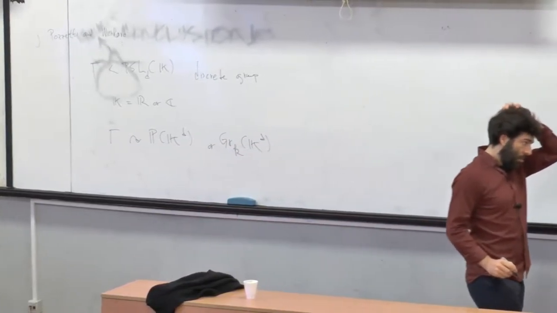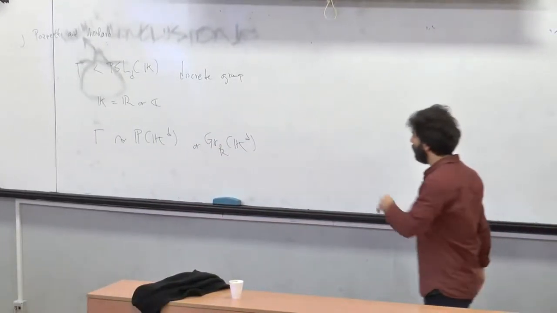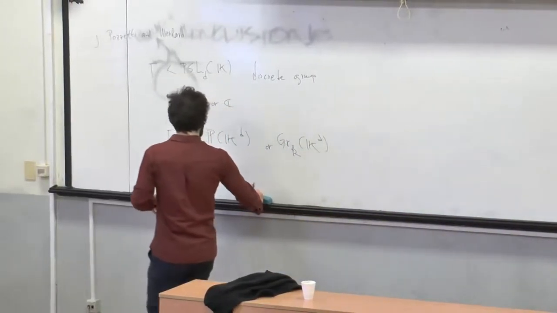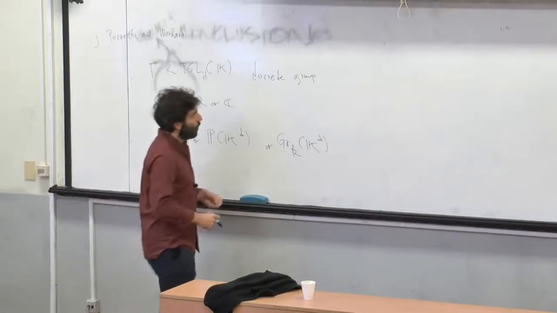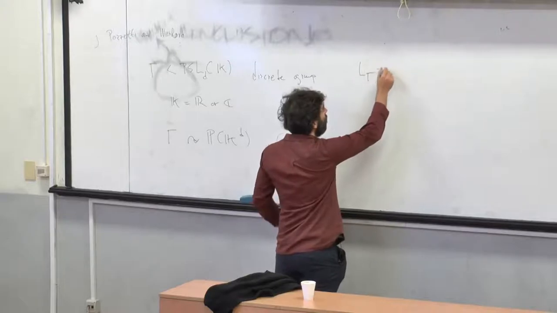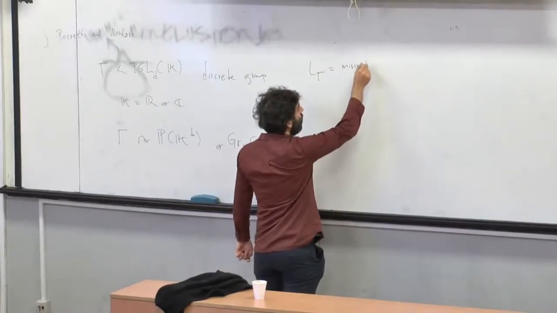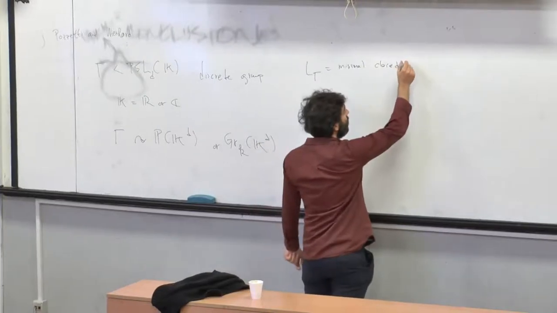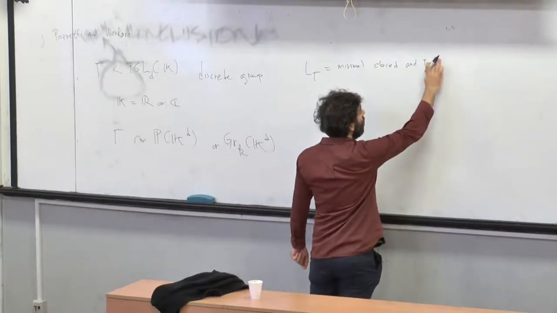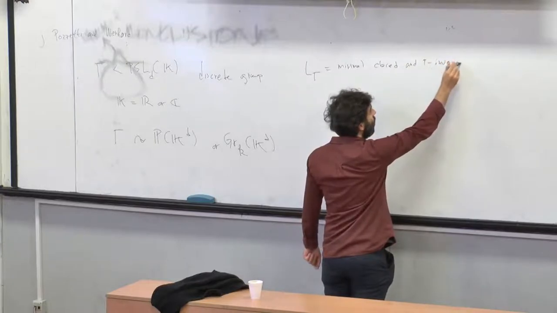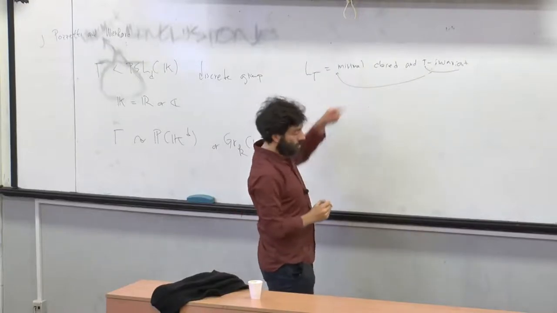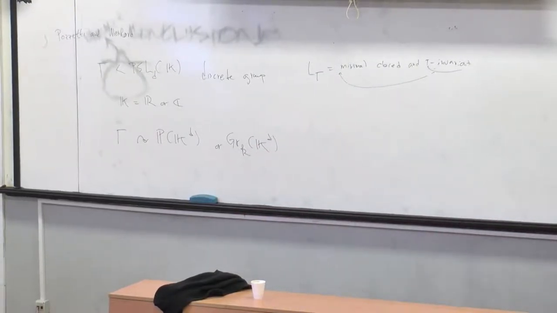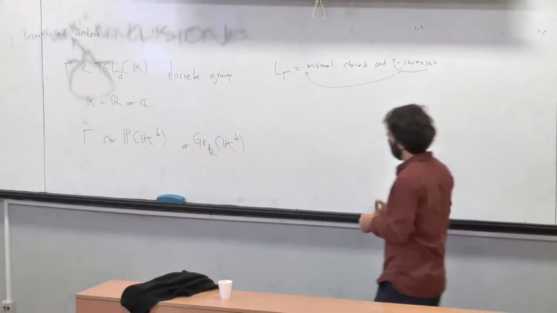Under mild conditions on gamma, there's going to be some special invariant set, which we're going to call the limit set. It is minimal, closed, and gamma-invariant. As I said, with my conditions, there's only one of these sets. This is a statement of Benoist.